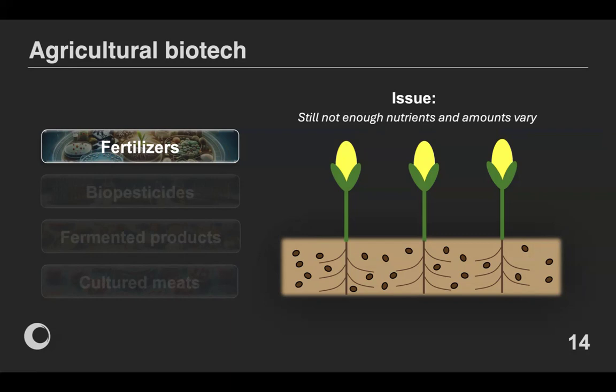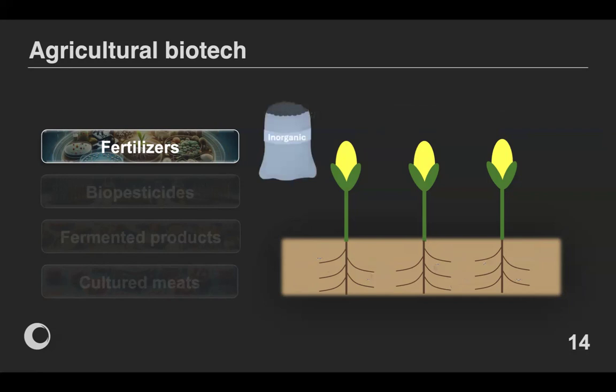And so in order to make sure that there are enough nutrients and more consistently enough nutrients, a lot of companies started making these inorganic fertilizers that are synthetically made, that you can introduce into the soil, that ensures that there are enough nutrients for the crops to grow and have much more consistency from batch to batch.